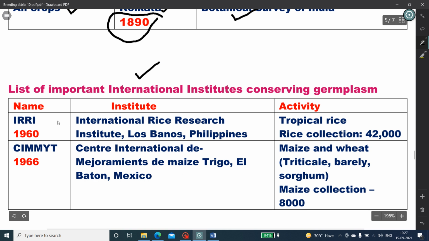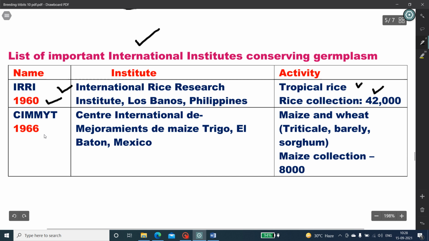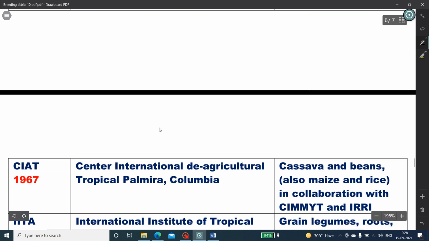IRRI, the International Rice Research Institute, Los Baños, Philippines, established in 1960. They are maintaining the tropical rice. There are about 42,000 rice collections in IRRI. And CIMMYT, established in Mexico during 1966. They are maintaining maize, wheat, and not only that, triticale, barley and sorghum. There are about 8,000 maize collections being conserved at CIMMYT.